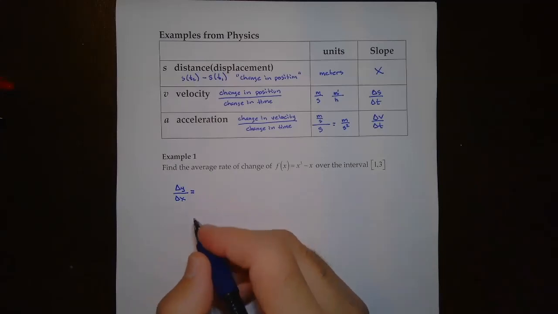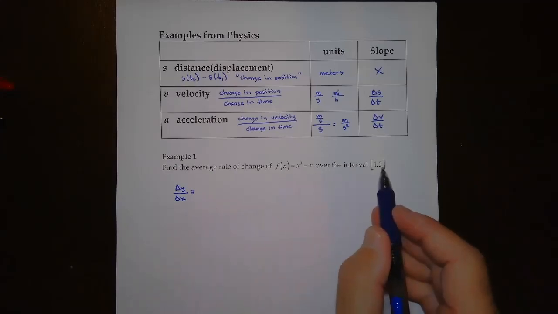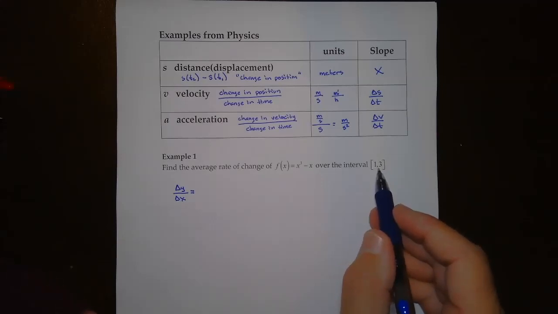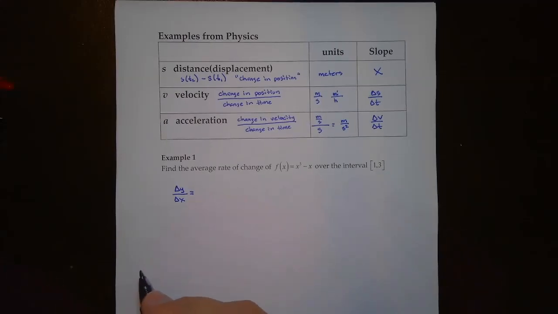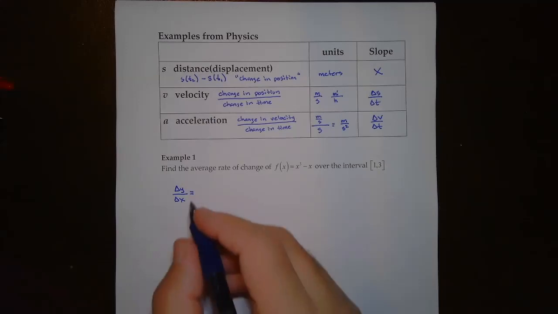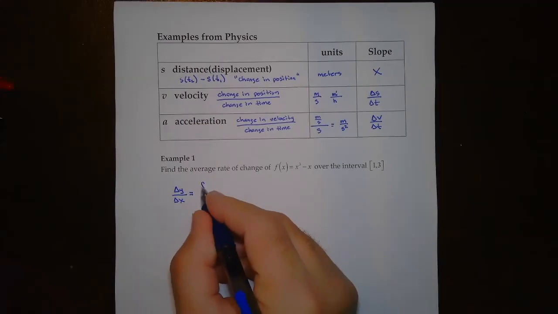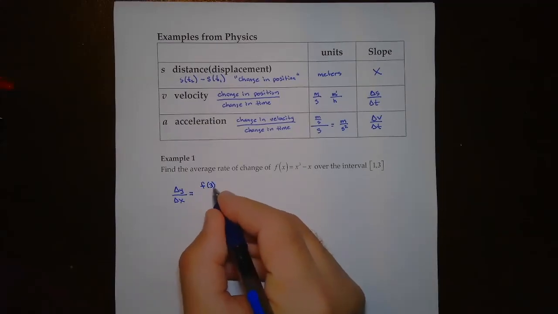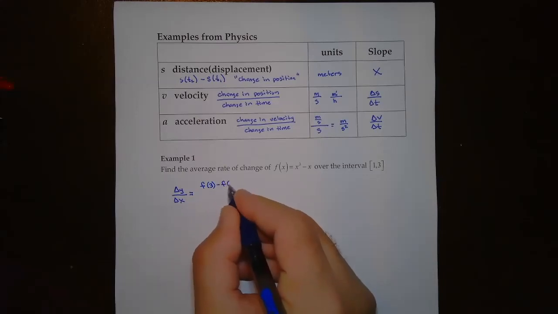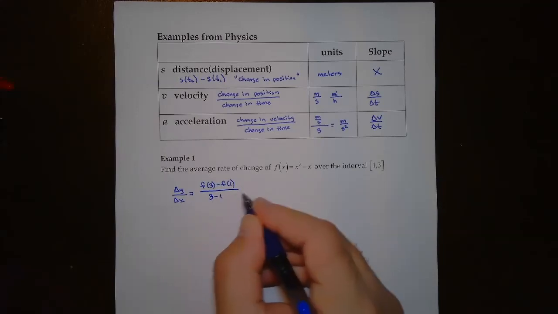And this would equal f of 3. I always do the point on the right. You don't have to, but that's normally how we write it. And it's going to make more sense when we go into calculus to put it on the right, okay? More people do it that way. So f of 3 minus f of 1 over 3 minus 1.